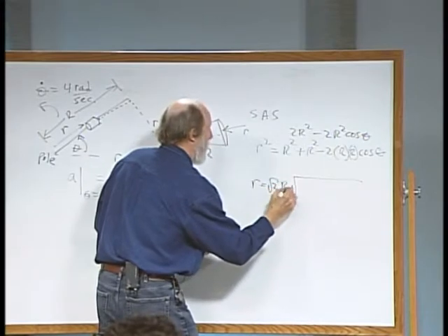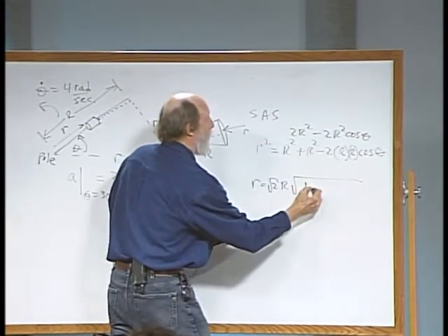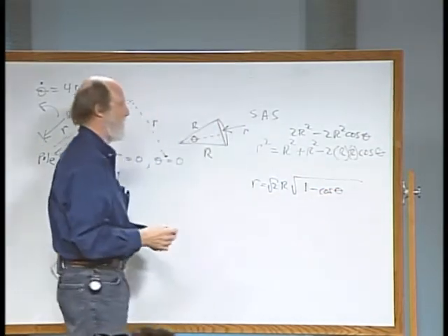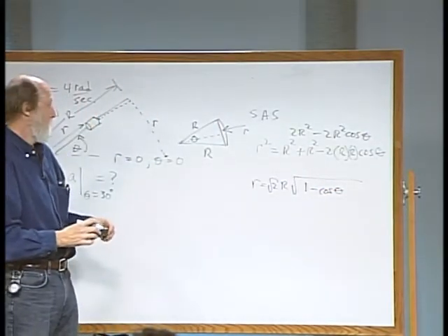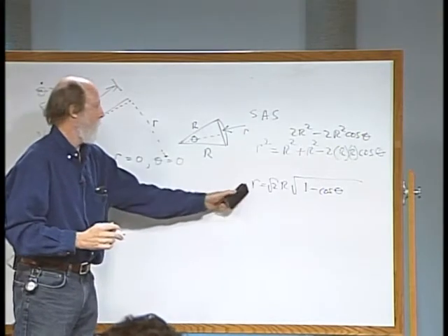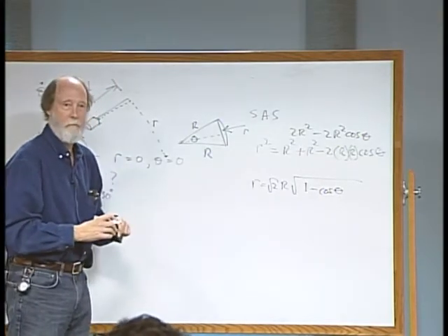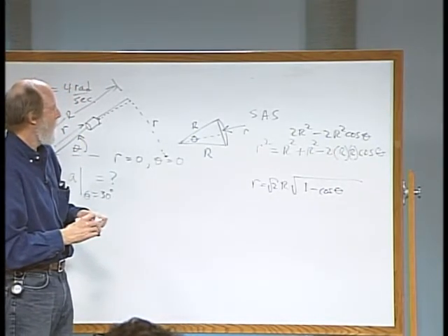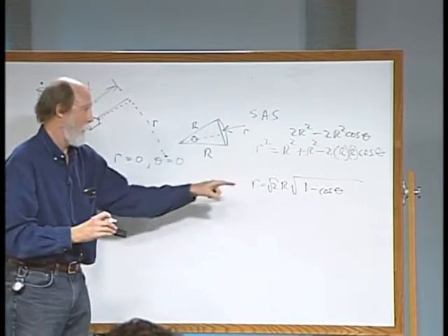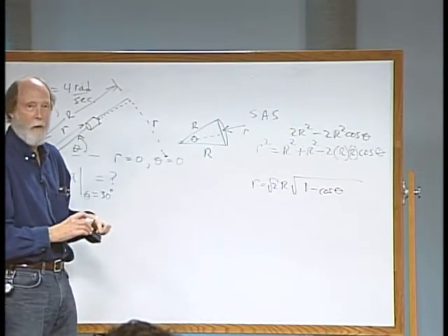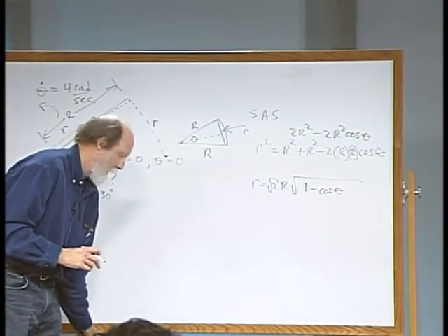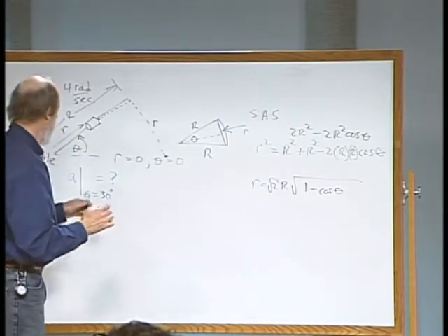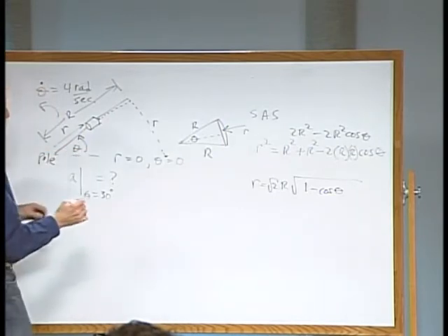Radical of 2r pulled out, and you're left with 1 minus cosine theta inside. So there's r as a function of theta. When we're at 30 degrees, we could determine that value. However, r changes with time, doesn't it? R changes with time. So let's go back and examine theta for a second.